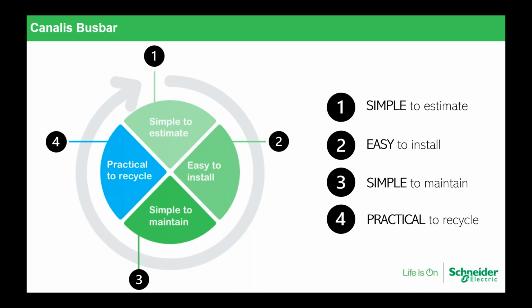And as I said earlier, Canalis ranges are factory tested, which ensures a very high level of quality on site and considerably improves the success of site acceptance tests. So this is more or less about easy to install. The third one is simple to maintain, and again I mentioned the maintenance one. It's quite key and important.